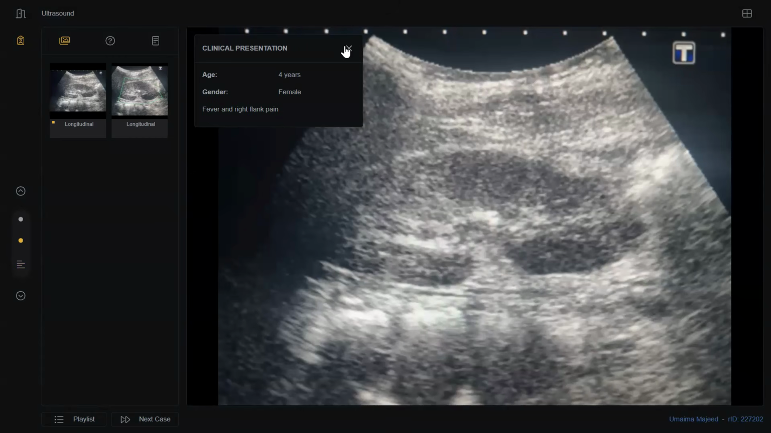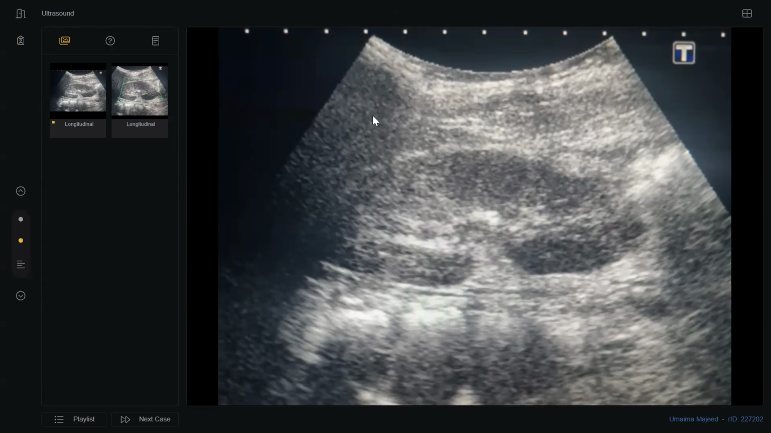A 4-year-old female presented with fever and right flank pain. This is an ultrasound kidney of a female patient with right flank pain. The kidney is normal in size and shape. There is preserved corticomedullary demarcation. However, the renal parenchyma appears very hypoechoic, likely representing edematous change. These changes are more so at the lower pole. I will further review it on color Doppler imaging.